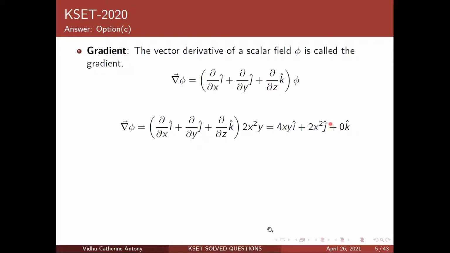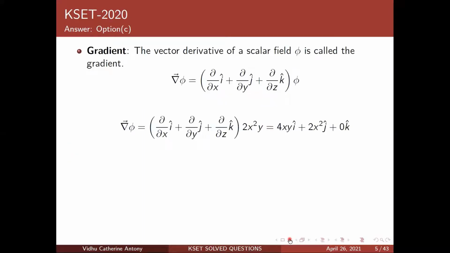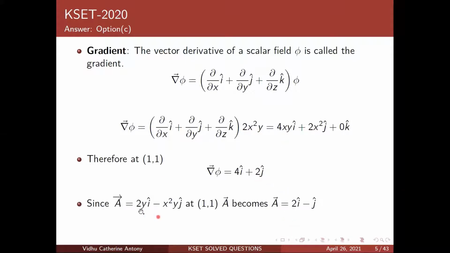Now, what is given in the question is that you need to evaluate it at this particular point, 1, 1. So you evaluate it at this point, 1, 1, and then you can calculate it. Your gradient of a scalar function at this point, 1, 1, is 4i cap plus 2j cap.